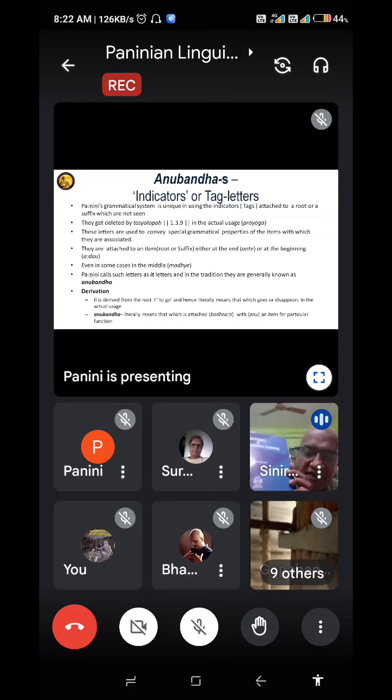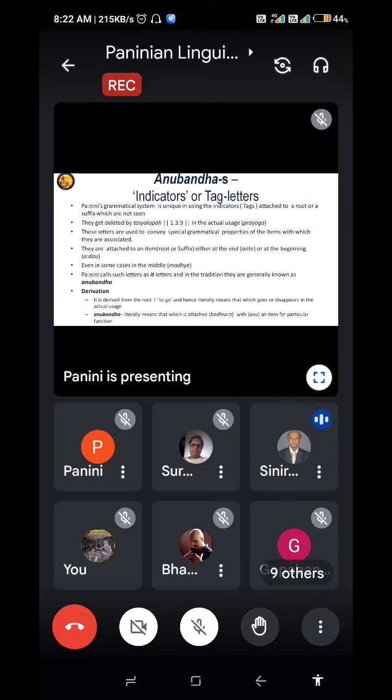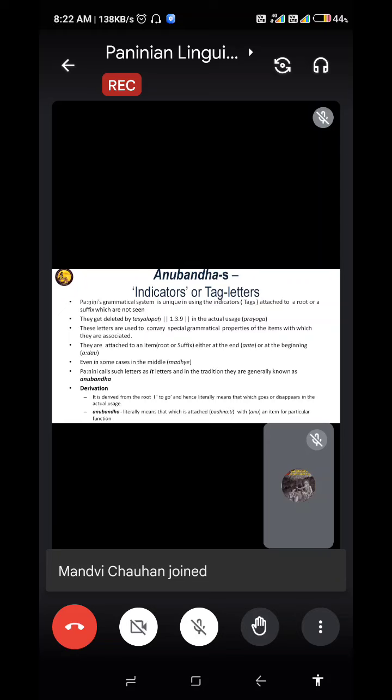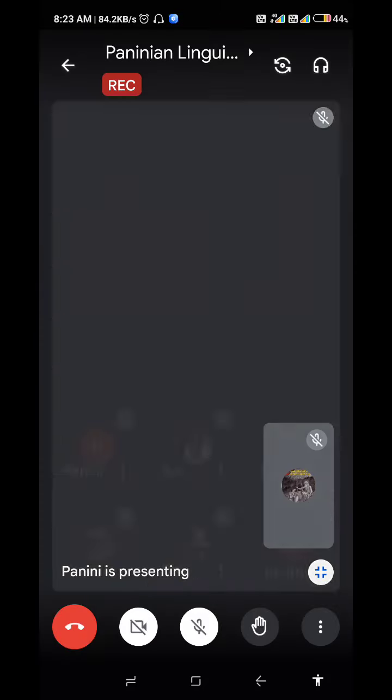It is published by Bhandarkar Oriental Research Institute, Grammatical Terminology. Previously, they were also written by K.C. Chatterjee, but now this is updated and more useful for all of us. Those who are interested can contact Bhandarkar Oriental Institute. It is published in 2008.